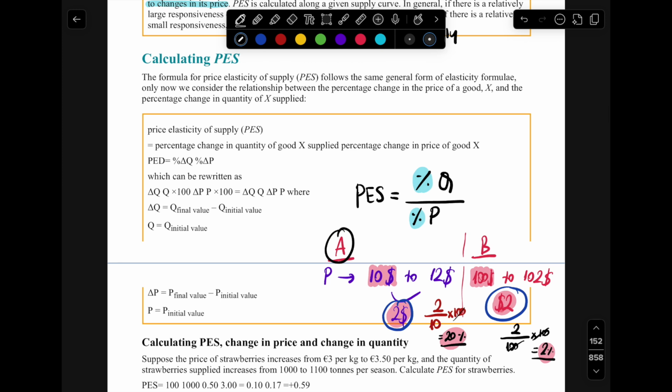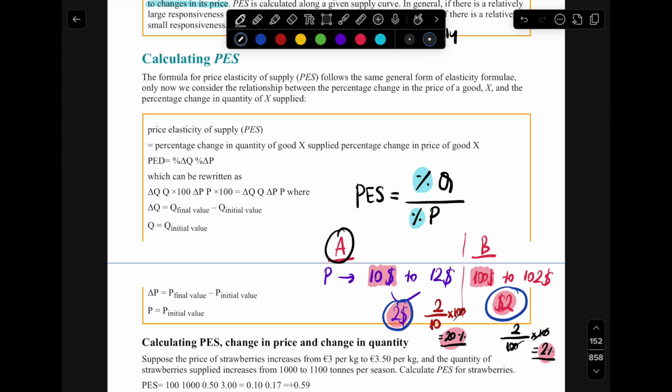So as you can also see from here, in this one I started the price from 100 and in this one 10, even though in absolute amount they both changed by $2. The percentage change in example A was much larger than the percentage change in B. So this means that the reactivity or the flexibility in A was much larger. So this formula compares how much quantity changes relative to how much price changes.